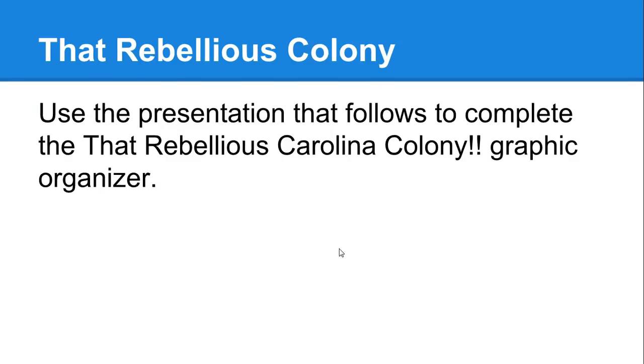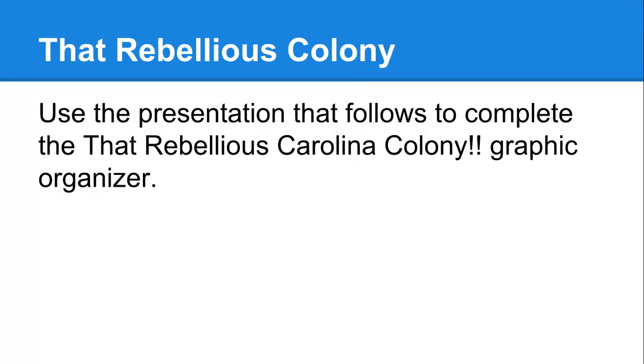Our next set of notes is going to be some rebellions that occurred in North Carolina, as well as some different immigrant groups that settled in North Carolina, especially groups that settled in the backcountry area of North Carolina. So first, we're going to start with the graphic organizer that says "Rebellious Carolina Colony."